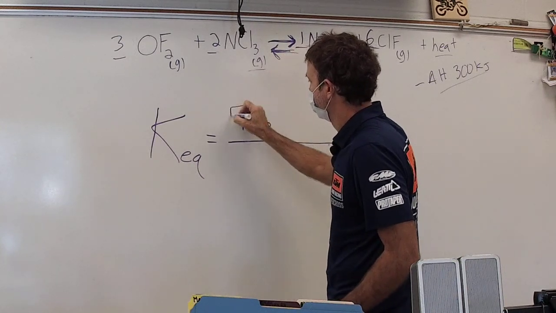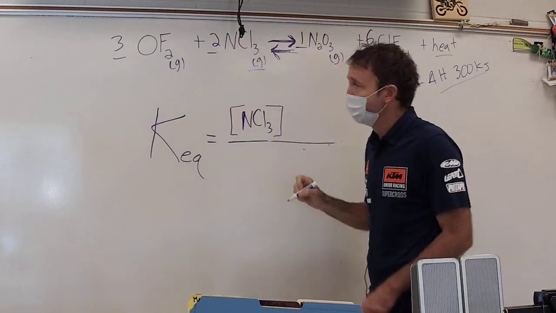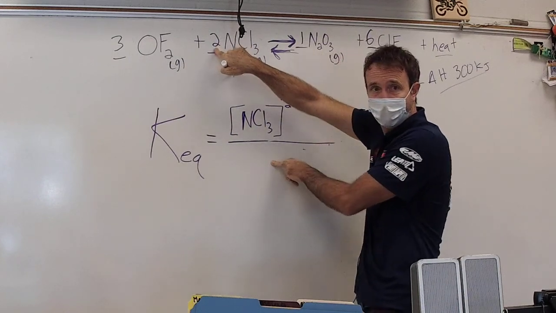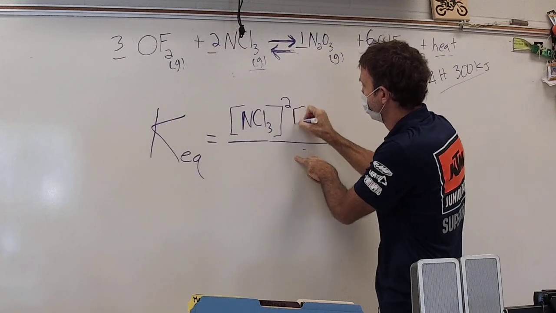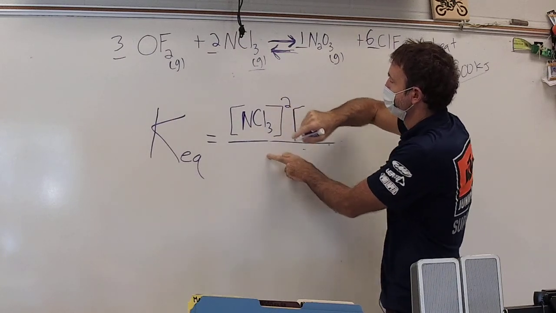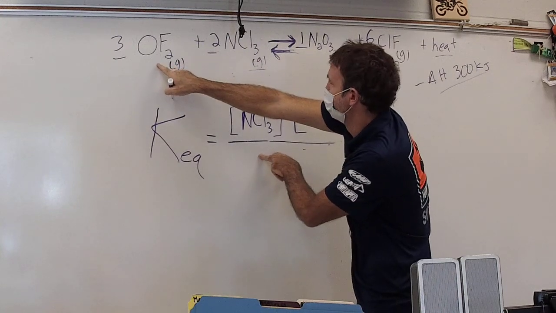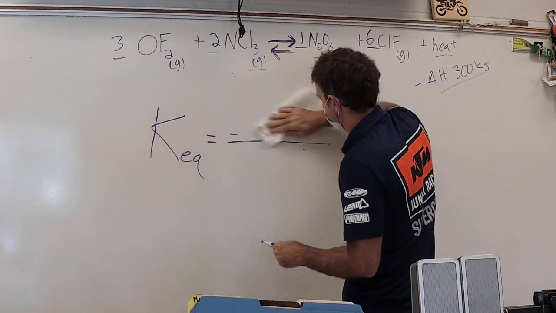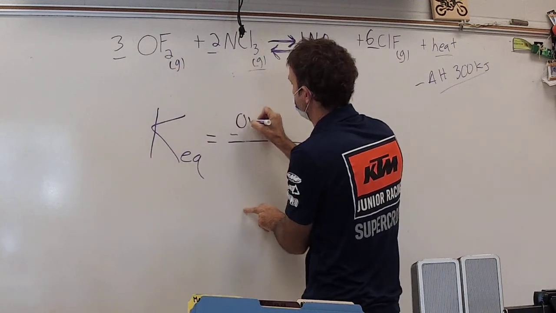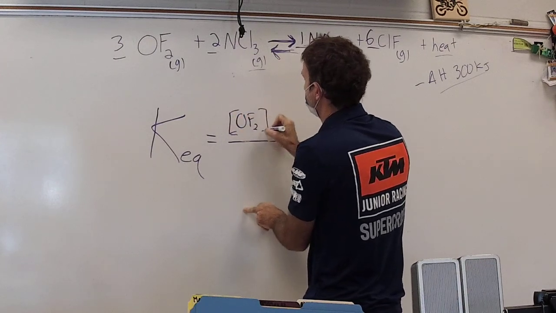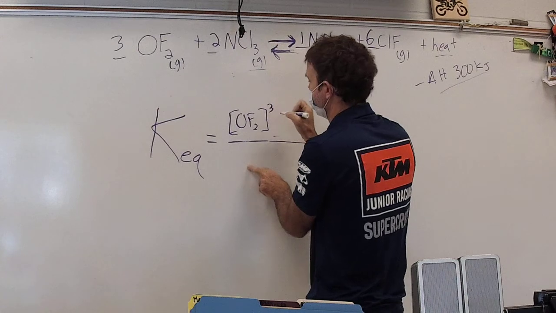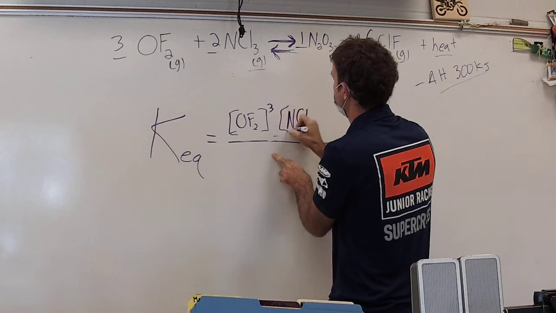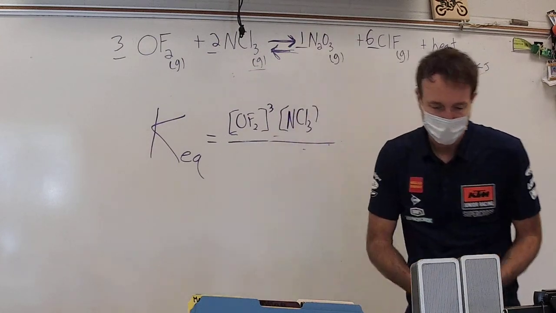NCl3 to the second, see how this is the molarity, times OF2. I should have put OF2 first, doesn't matter. OF2, let me put OF2 first. Ready? OF2 to the third, NCl3. No. The products go on top.